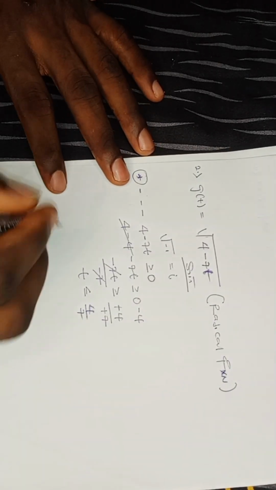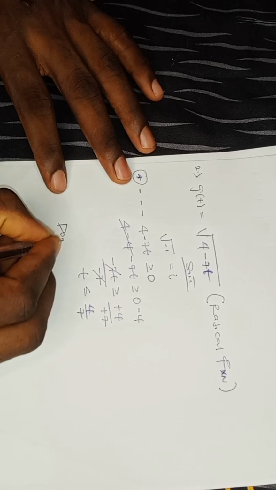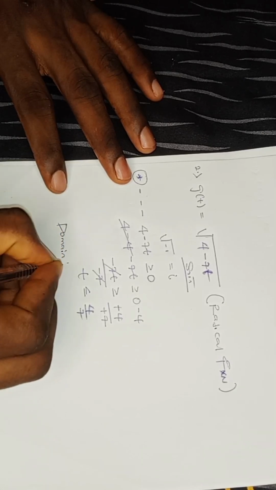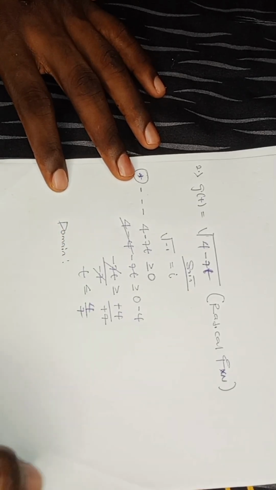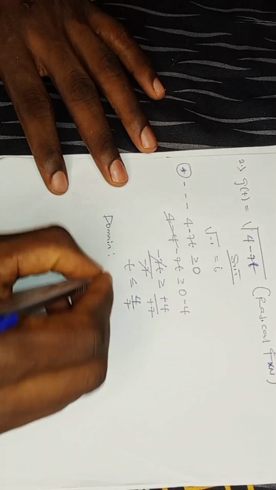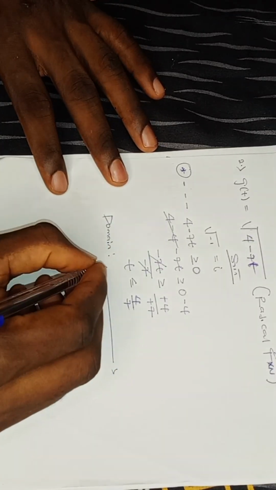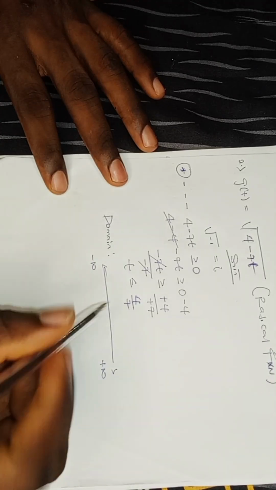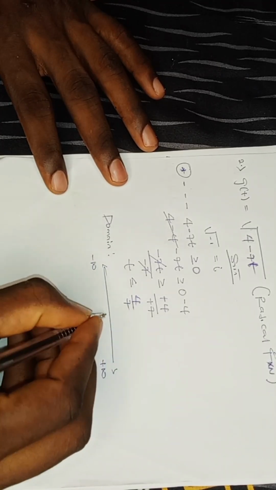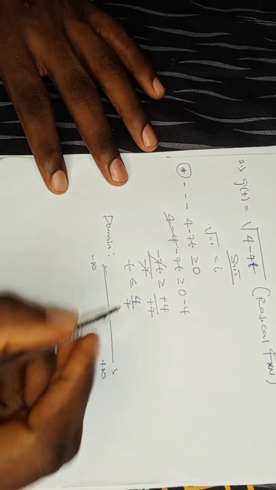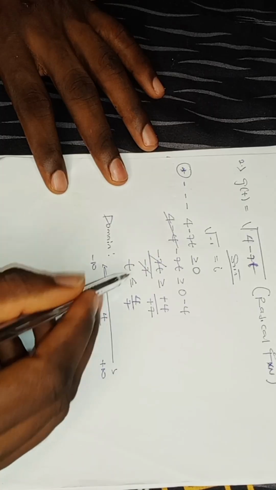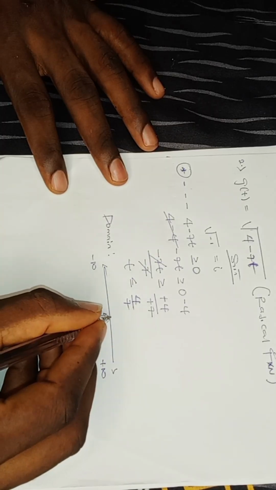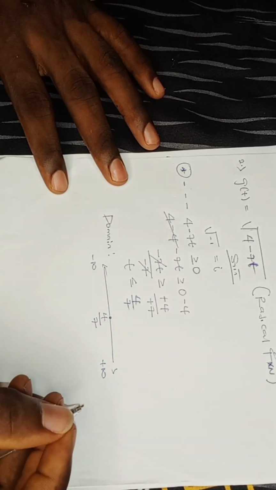But I always like writing my domain in terms of inequality notation. So let me write my domain in inequality notation. How do I do that? I will draw a number line. I will call here my negative infinity and here my positive infinity. I check the number I have there, which is 4 over 7. And then I check, is it closed or is it open? It's closed because it's less than or equal to 4 over 7. So I will close it at 4 over 7.